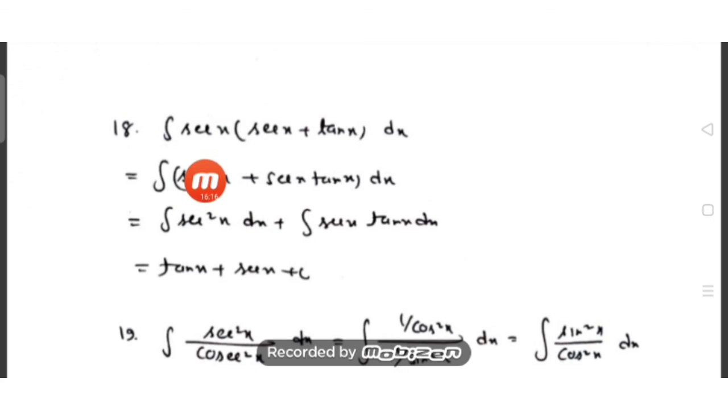Here the next question, number 18, is sec x into sec x plus tan x. Obviously I have to do the product. Sec x into sec x gives you sec x whole square, which can be written as sec square x, plus sec x into tan x. You see both of them are standard form, so I can separate it into two parts: integration of sec square x dx, integration of sec x tan x dx. What is the integration of sec square x? It is tan x, because you know the derivative of sec x is sec x tan x, so integration of sec square x is tan x and sec x tan x is sec x plus c, right?